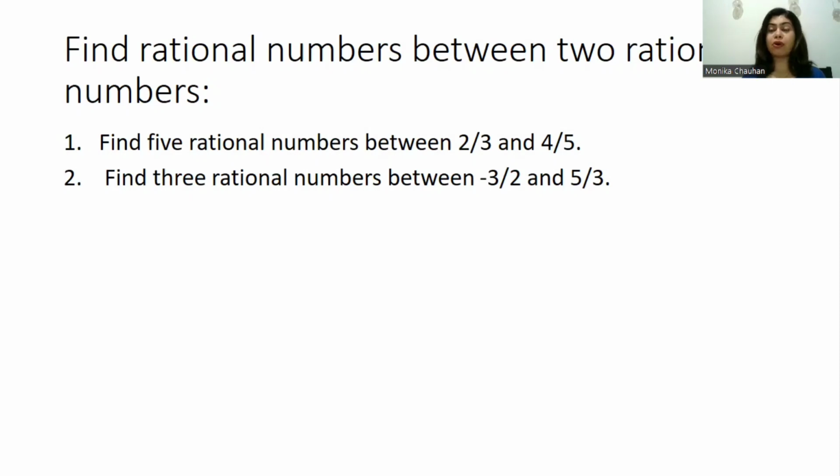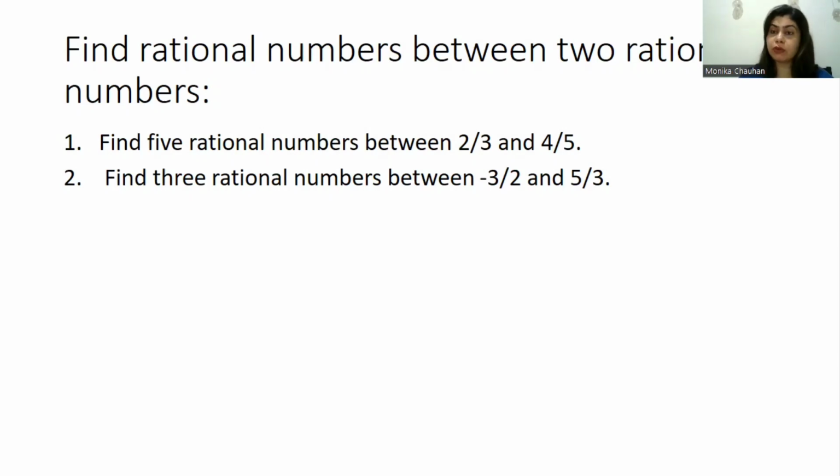Now, the next very important concept in rational numbers in grade 8 is this: find rational numbers between two rational numbers. If they ask you how many rational numbers lie between two rational numbers, your answer should be infinite. You can have as many as you want. They are countless. You cannot count them. So infinite. So anything you can write.